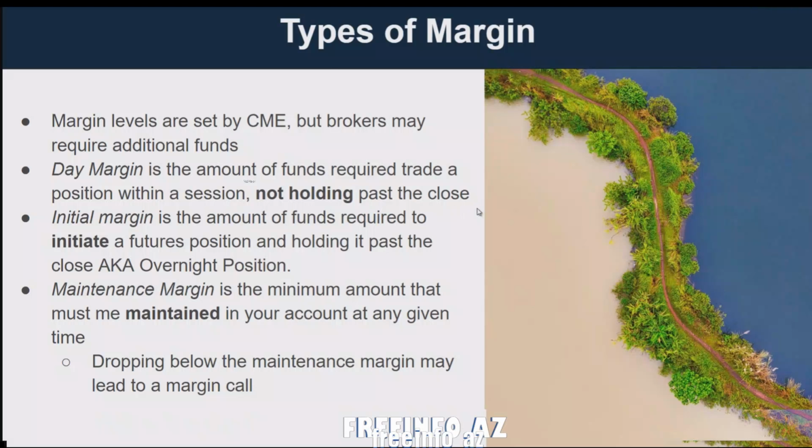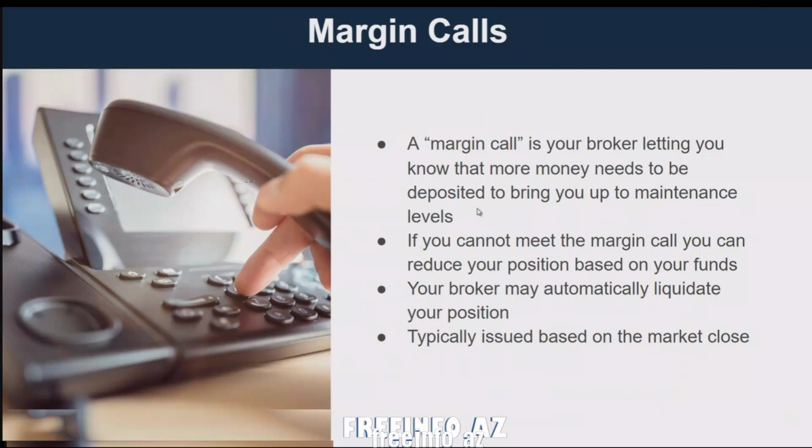So let's talk about the big scary thing, and then we'll move past it. It's called a margin call. It's your broker letting you know that more money needs to be deposited into your account to maintain your levels. If you cannot meet the margin call, you can reduce your position, and you basically have to give up. In conclusion, what you're doing is adjusting your position to make sure that you have enough funds, or your net liquidating value is high enough for them to not either eliminate or reduce your position, so that you can meet that market close funding amount, right?